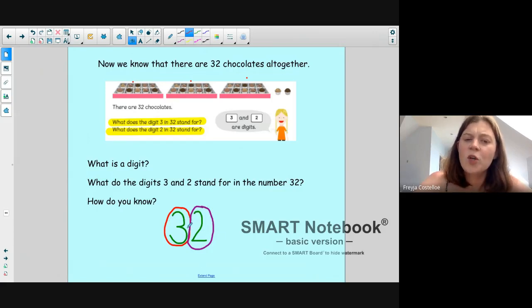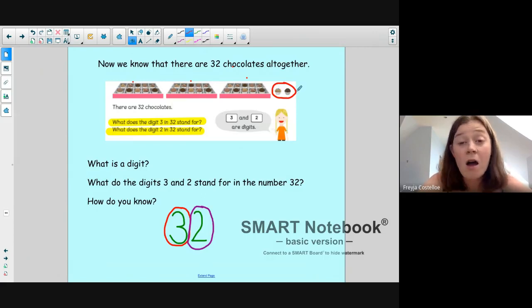Now what is that 2 going to stand for? If the 3 is standing for our groups of 10, our tens, the 2 is going to stand for our ones over here. Okay, because these 2 chocolates on the end aren't in a group of 10, so they are just on their own. They are in our ones group.